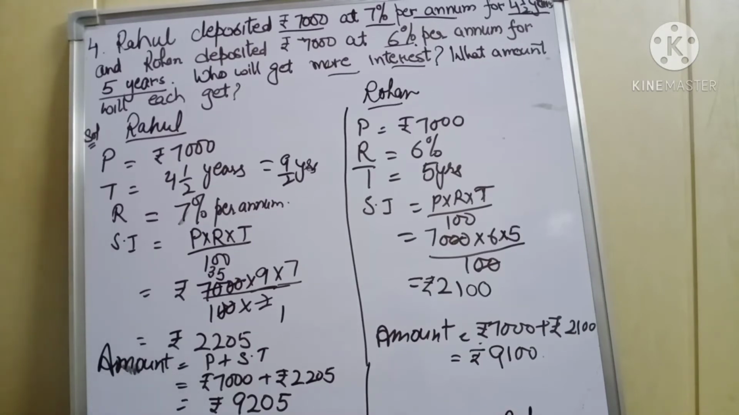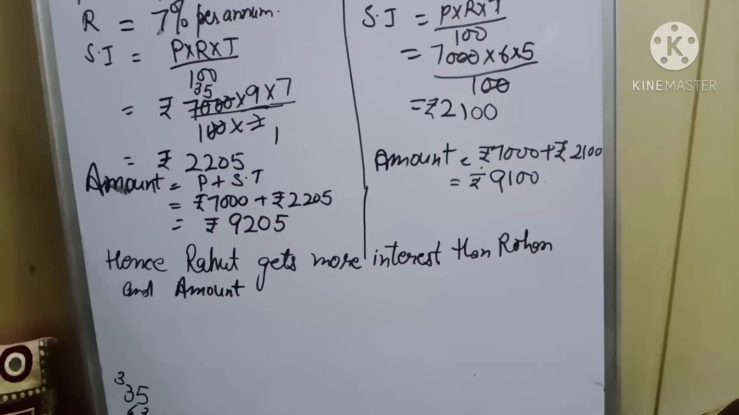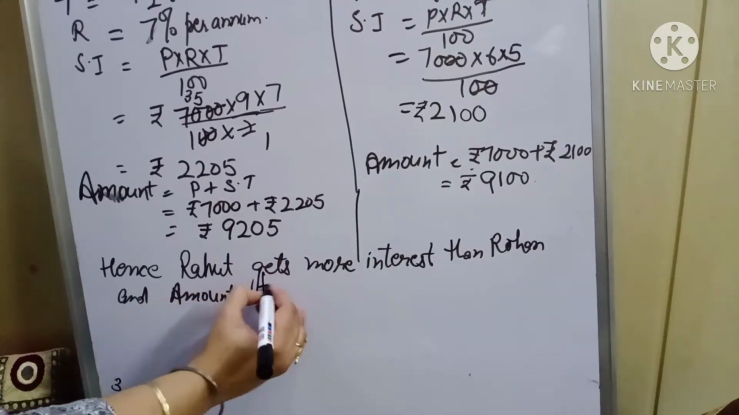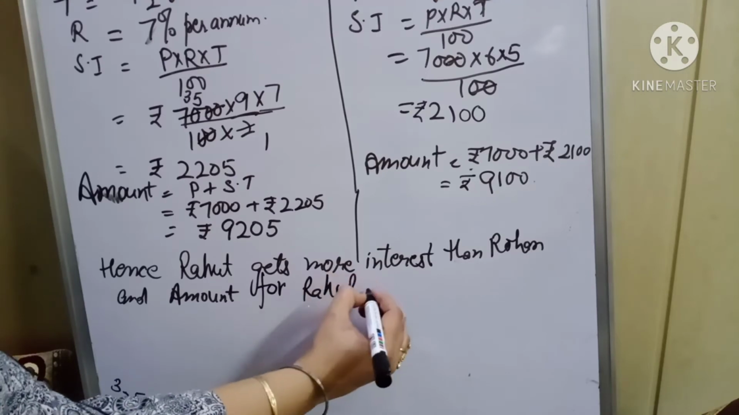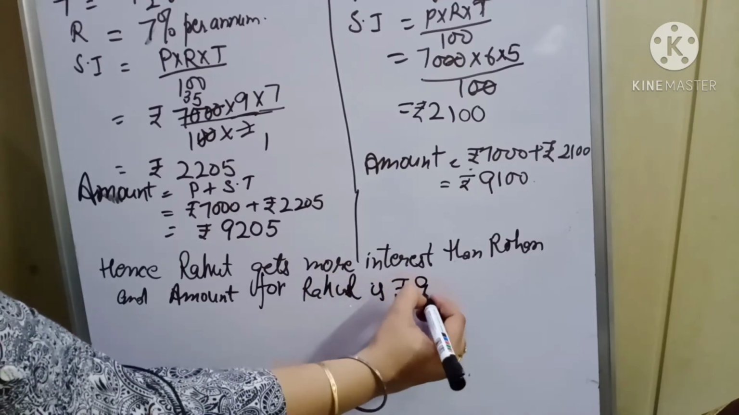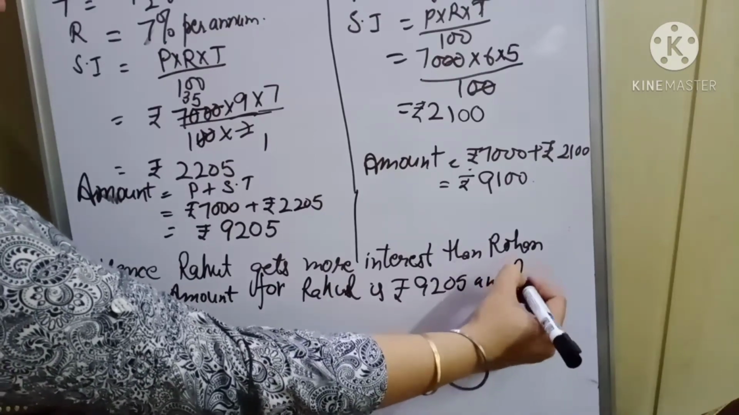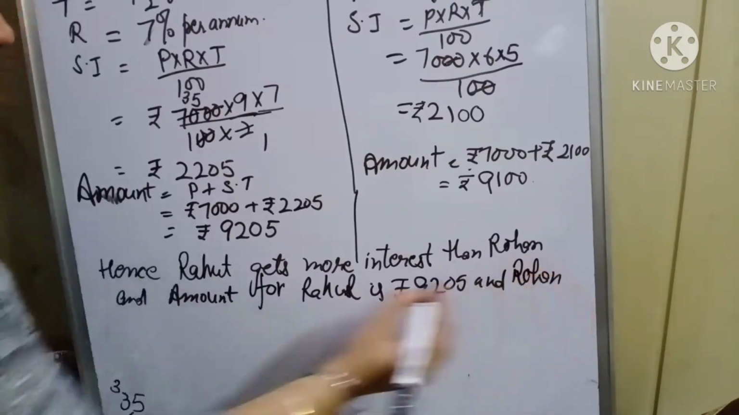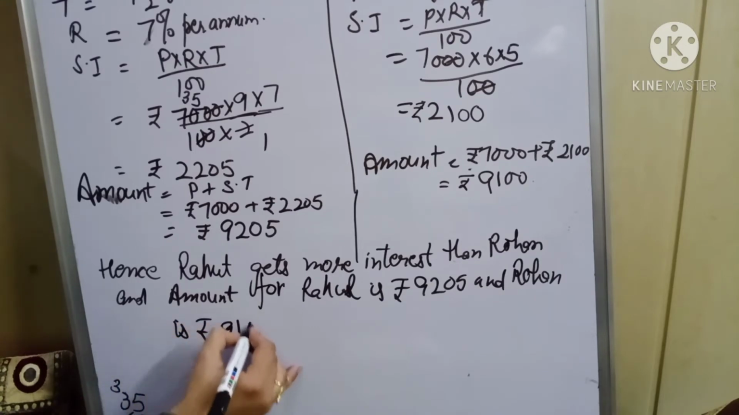and amount for Rahul is rupees 9,205 and for Rohan is rupees 9,100.